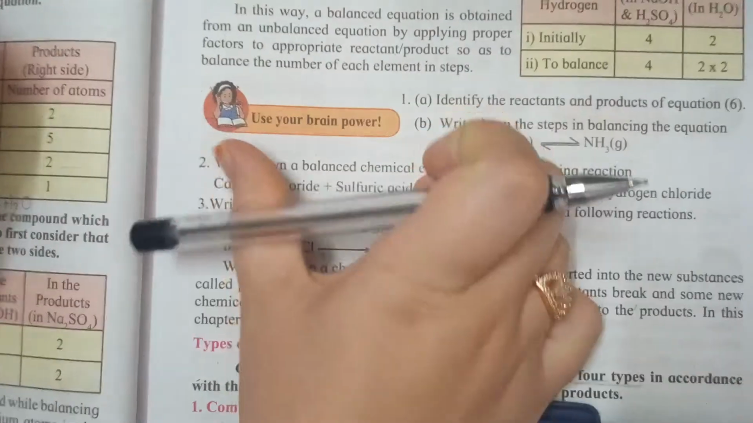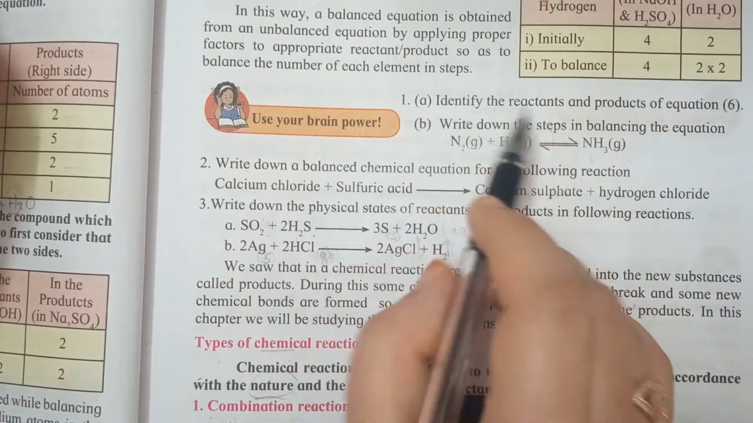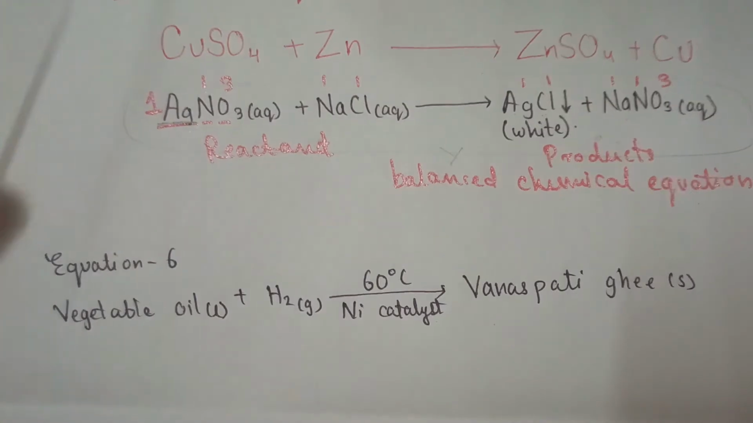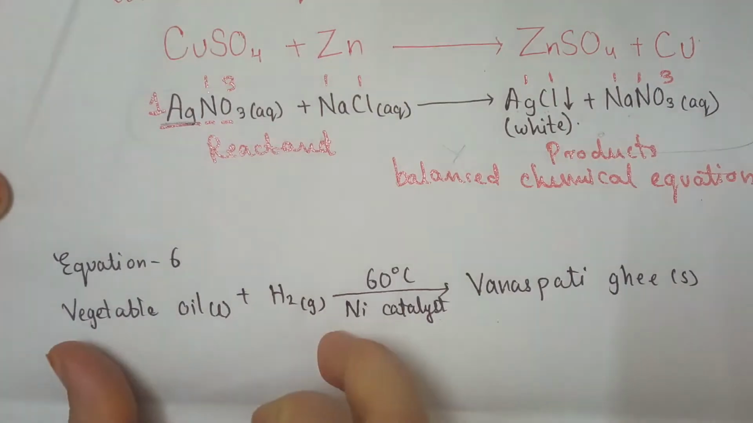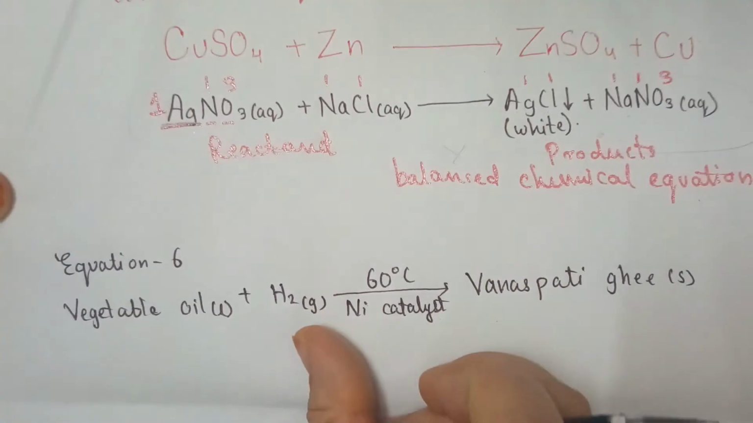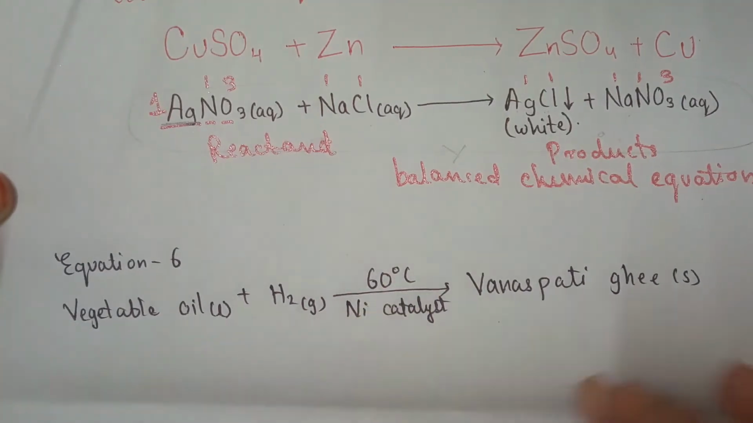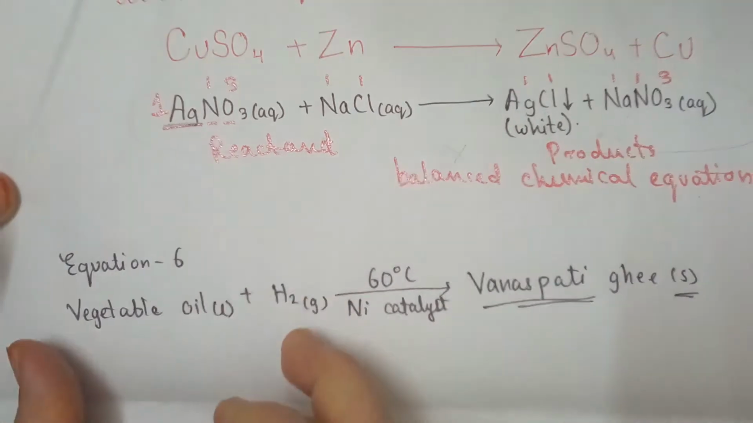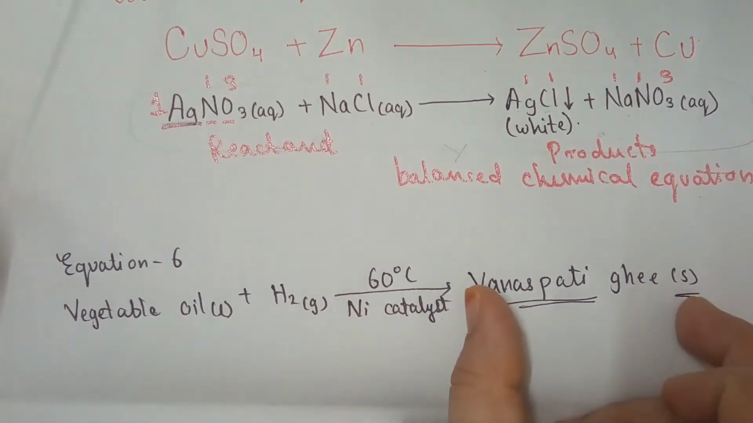Alright, now use your brain power. Some questions are given, so let's solve them. The first question is to identify the reactant and product in equation number 6. I have written equation number 6 here: vegetable oil in liquid state plus hydrogen in gaseous state. They will combine together in the presence of a nickel catalyst and heating at a temperature of 60 degrees Celsius. It will produce vanaspati ghee, which is in solid state. So the vegetable oil and hydrogen gas are reactants and vanaspati ghee is the product.